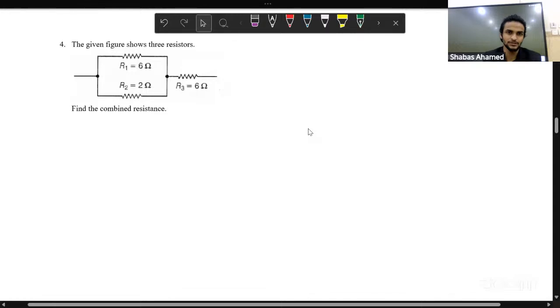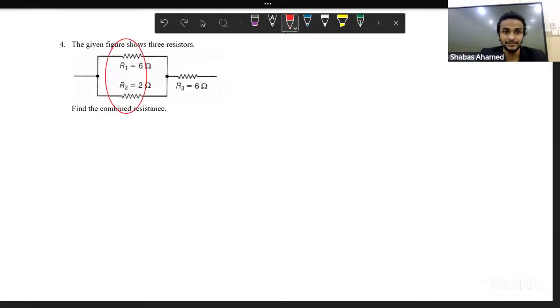The given figure shows three resistors, as you can see here. Find the combined resistance. This is a simple question. So here we can say this R1 and R2 both are in parallel, right? But this system is in series with this one. So first I am going to find the effective resistance of these two. Since they are parallel, I have to use this equation.